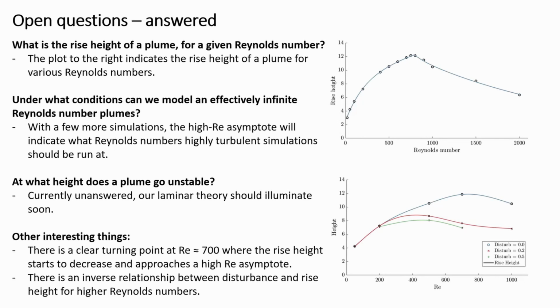We also discovered a couple of other interesting things. Firstly, that there is a clear turning point at Reynolds number 700, and that as the disturbance increases for a plume, it decreases the rise height. So the final conclusion of my work is pretty much, I need to do more work. But hopefully you can see that there's some interesting stuff going on.